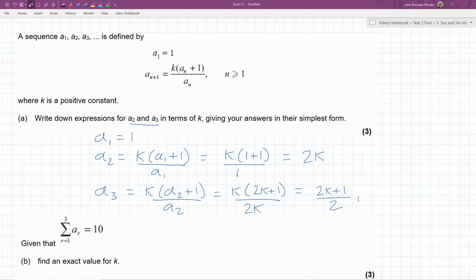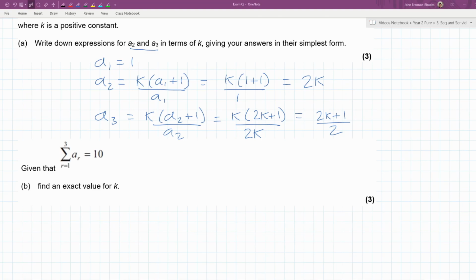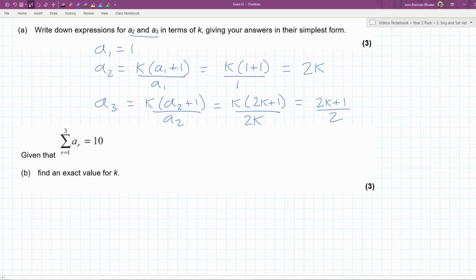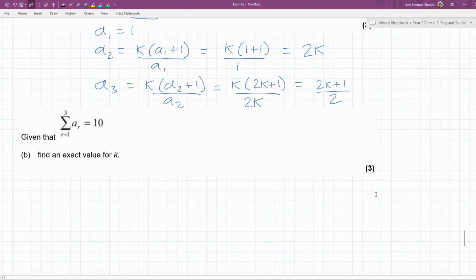Right, let's look at the next part of this question. So we've brought in the summation notation now. It says, given that the sum of the first three terms, from 1 to 3, of this sequence is 10, find the value for k. Right, so the sum from r equals 1 to 3 of a r is just going to be a1 plus a2 plus a3. I'm putting r as 1, r as 2, and r as 3 in. That is the sum of the three terms.